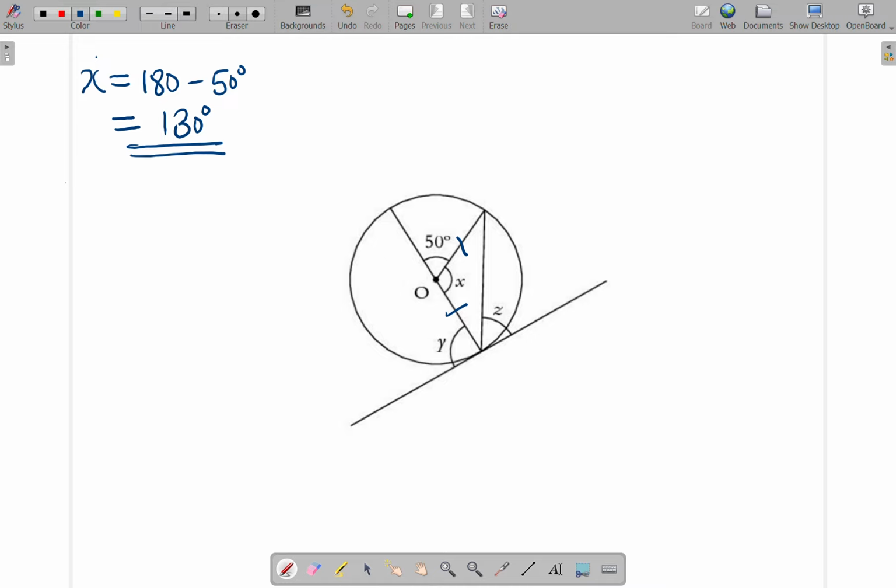For me to find the value for y, I'll use a property to say at the point of contact here, the angle between this line leading to the center and this one, the angle there is 90 degrees. So therefore y is equal to 90 degrees. As simple as that. If y is equal to 90 degrees, then what is z?